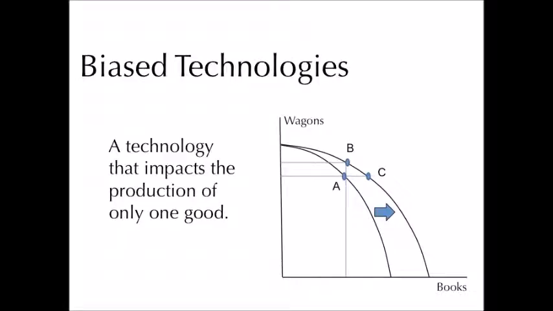As a side note, biased technologies also exist. These are technologies that only impact the production of one good. For example, a biotech company could come out with a new radish serum, so they can increase their production of radishes, but at the same time, they don't have to decrease the amount of carrots they're turning out.